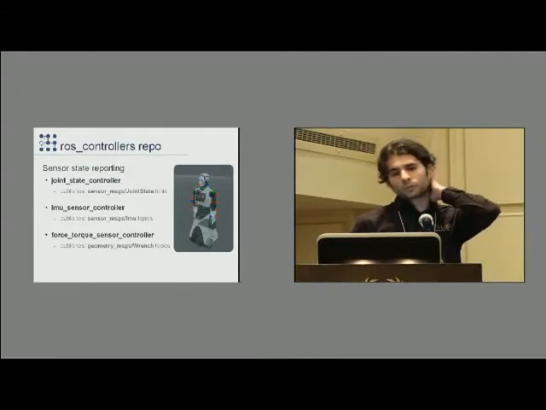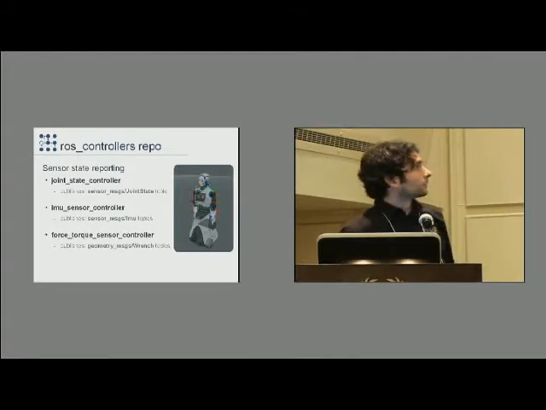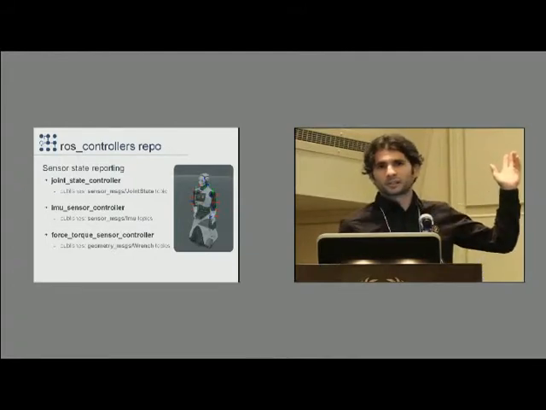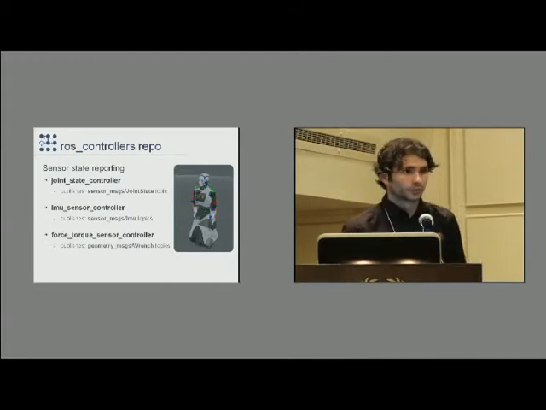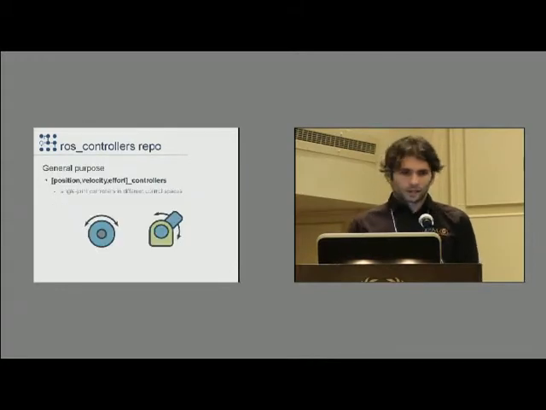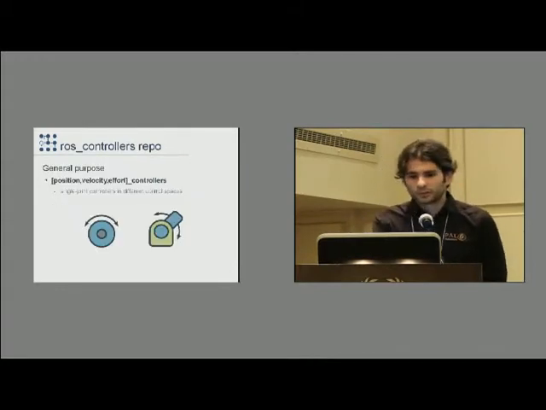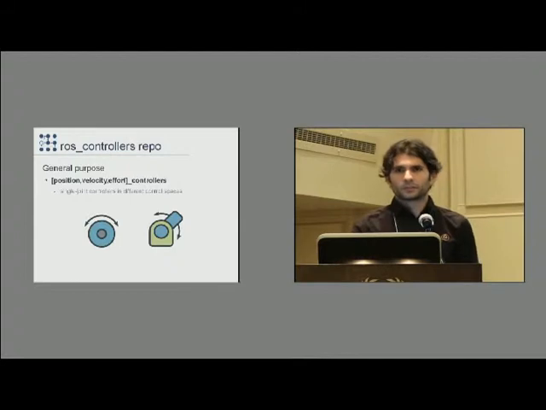It has 3 controllers for reporting sensor state. The first one, I guess, pretty much everybody needs, which publishes the joint states topic. But then there are also similar controllers for publishing the IMU sensor or force-torque sensor state. As general purpose controllers, there are 3 packages that implement simple single joint controllers that operate in different control spaces: position, velocity, and effort.